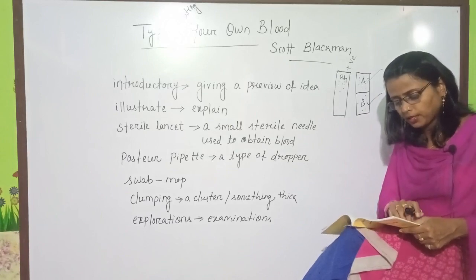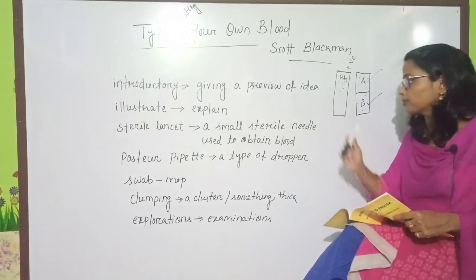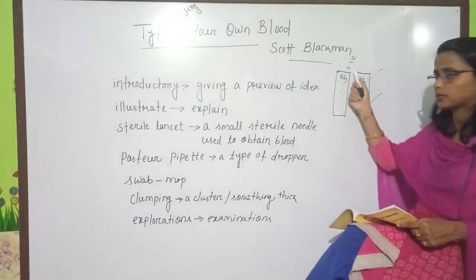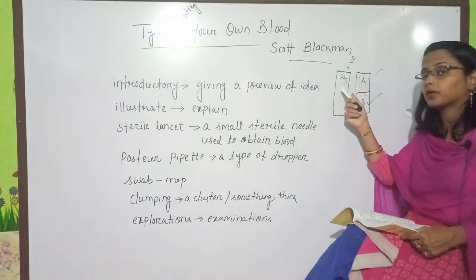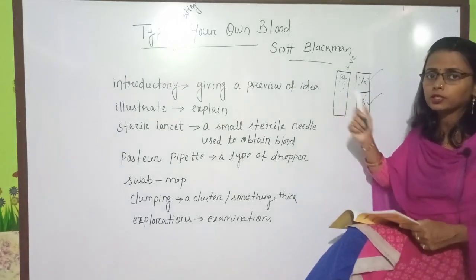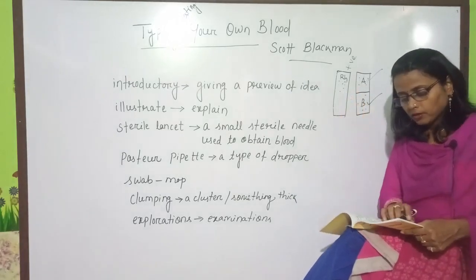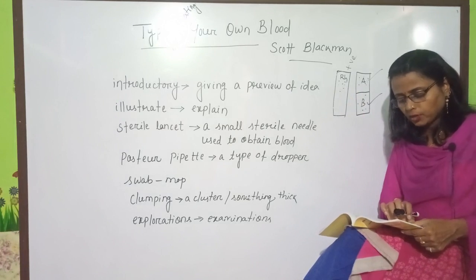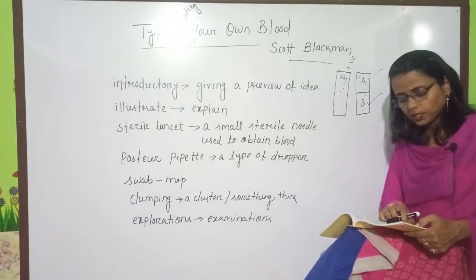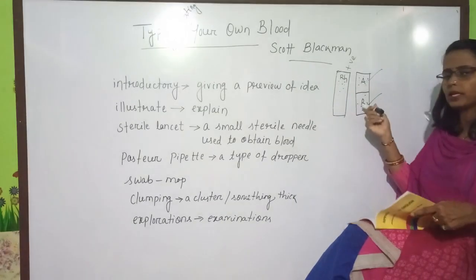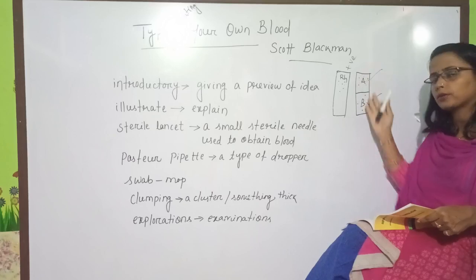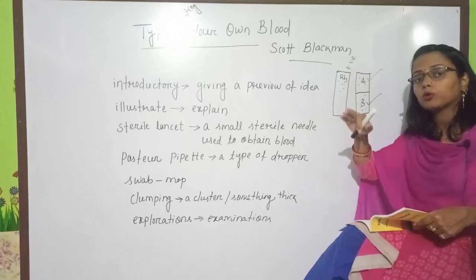RH clumping means that your blood is RH positive. If clumping is taking place on this slide, then your blood group is positive, and if there is no clumping on this slide, then it means your blood is negative. The absence of RH clumping indicates that you have RH negative blood. Either A or B, or there will be absence of A or B, then it will be O.